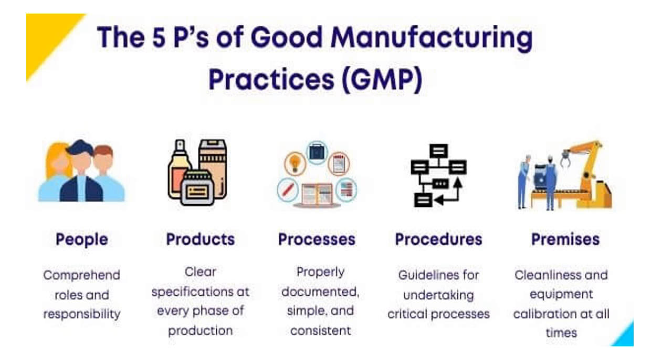Then processes: properly documented, simple and consistent. So there is some process for making the product, which should be documented, simple and repeated exactly. Then procedures, that is, the guidelines for undertaking critical processes. So there will always be certain procedures to be followed as guidelines. They have to be undertaken properly as per the critical process. And finally the premises, that is, the different places where cleanliness and equipment calibration must be maintained at all times. So these 5 P's play the major role in GMP.